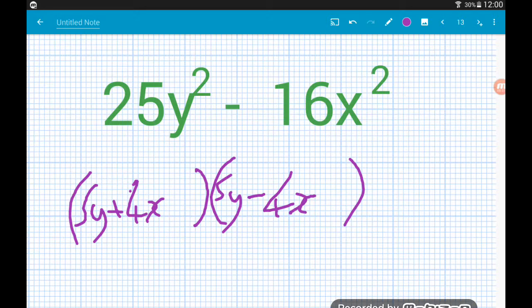Okay guys, that's how to expand and factorise difference of two squares quadratics.